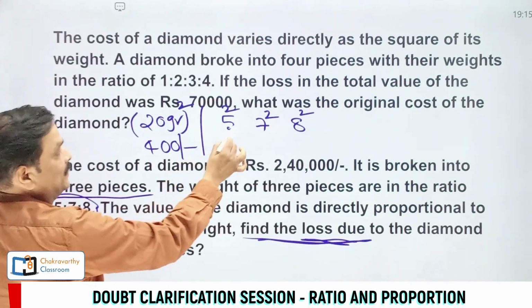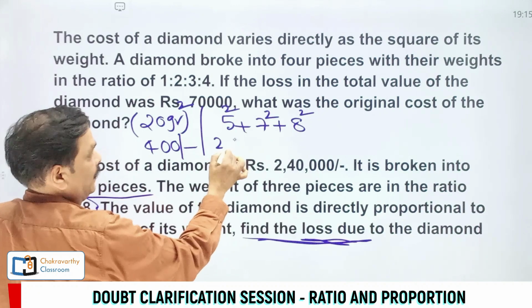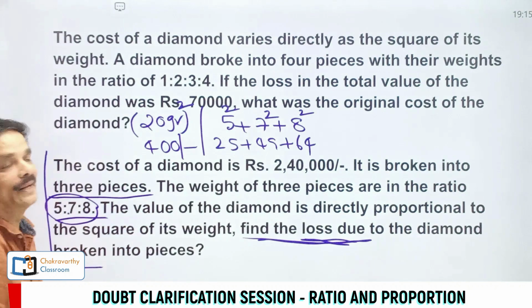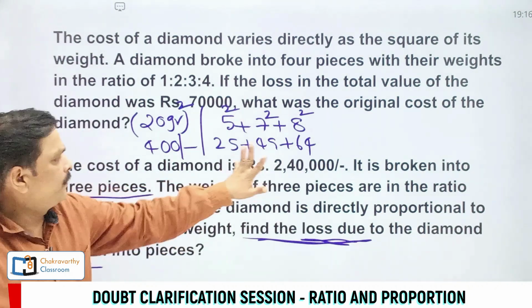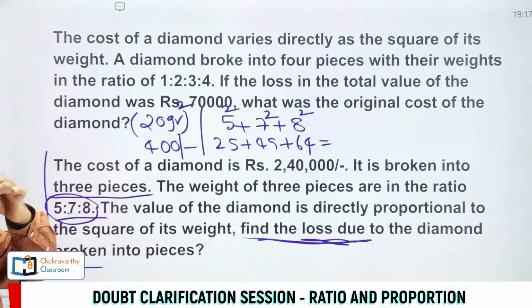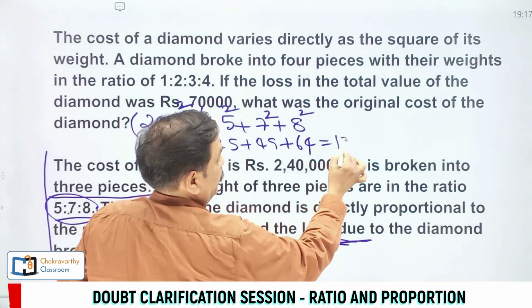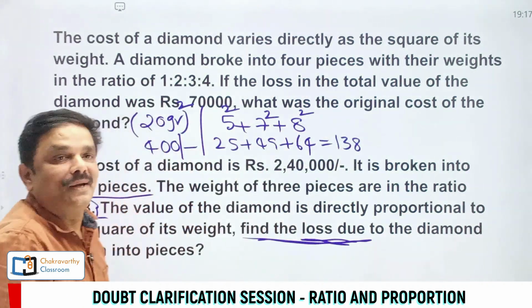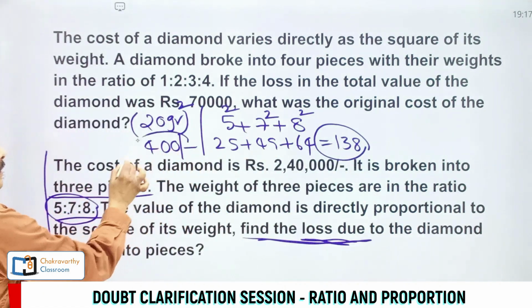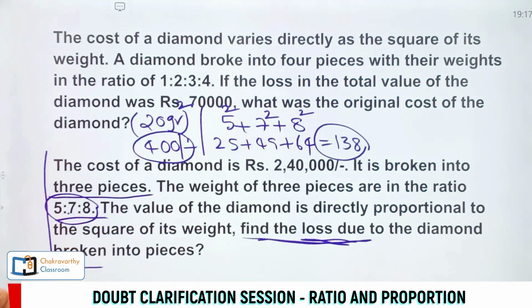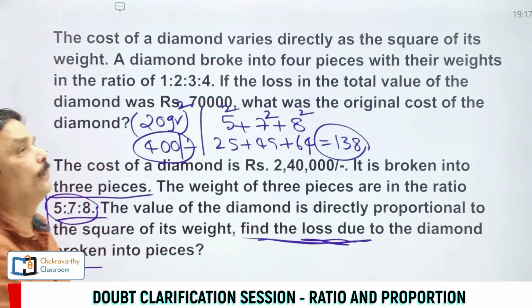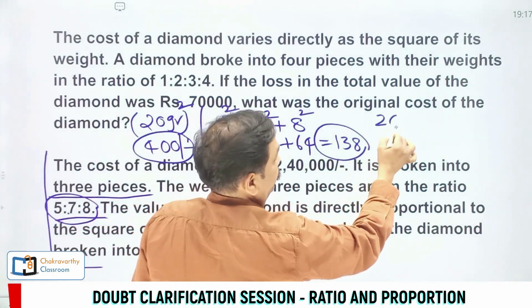Now here, add up these costs. If you add it up, this is 25 plus 49 plus 64. Quickly add it up. This is 25, let's take it as 50, 75, 74, 138. So this is 138. Now, this is the cost of the pieces of the diamond. This is the original cost. Now what is the loss? Loss is 400 minus 138, that is 300, 262. Right. 262 is the loss.